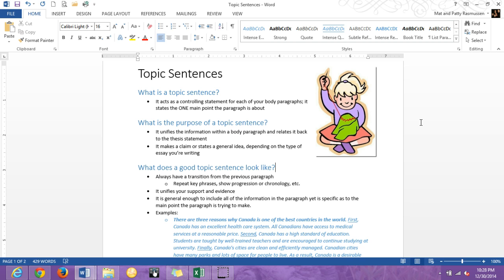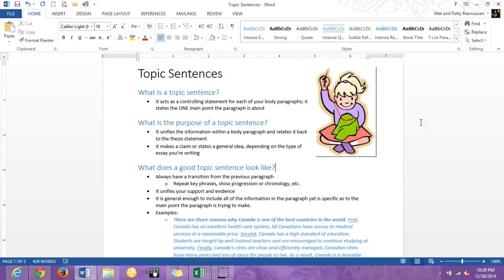It acts as a controlling statement for each of your body paragraphs, and it states the one main point that each body paragraph is about. So in a way, you can think of your topic sentence as mini thesis statements. So you have a thesis statement that is the overarching idea of your entire paper. Your topic sentences are perhaps sub-ideas that of course always relate to your thesis statement, but they are the sub-ideas that are over each body paragraph.